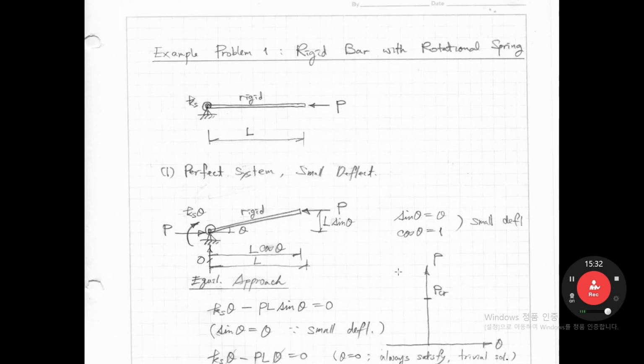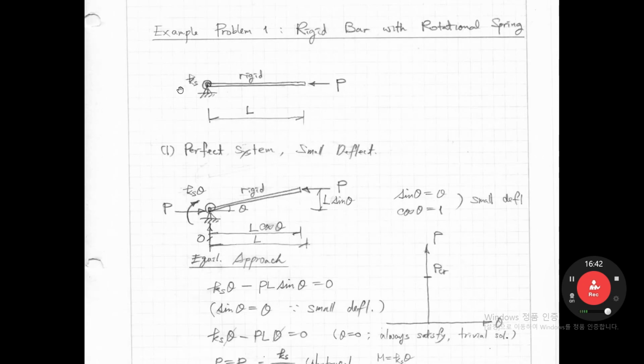Example problem 1. Rigid bar. This is a rigid bar with a rotational spring here. How many degrees of freedom in this problem? Just one rotational degree of freedom at one point. So this is a 1 degree of freedom system. Okay, it is not realistic, but in order to understand the basic concept more clearly, I'd like to show a very simple example.